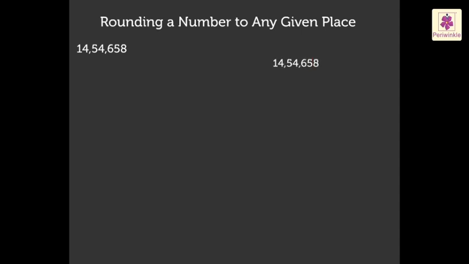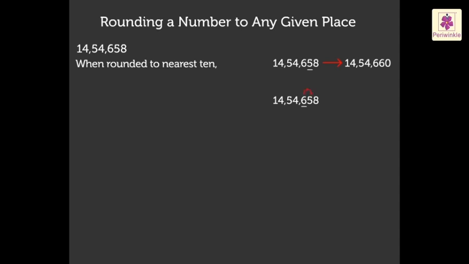Here, the digit to the right of 5 is 8, which is greater than 5. So we add 1 to 5. Change all the digits to the right of the tens place to 0. So the rounded up number is 14,54,660. Next is the hundreds place.